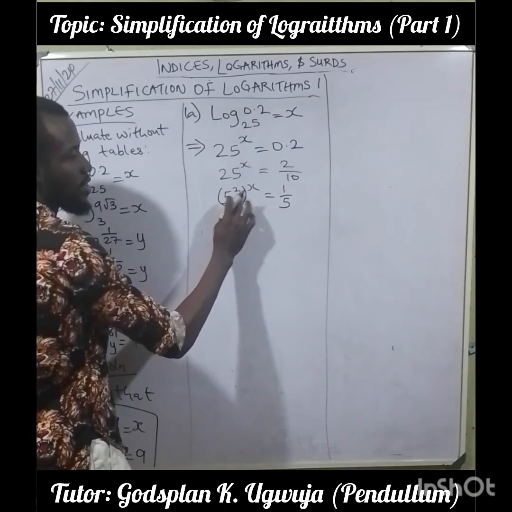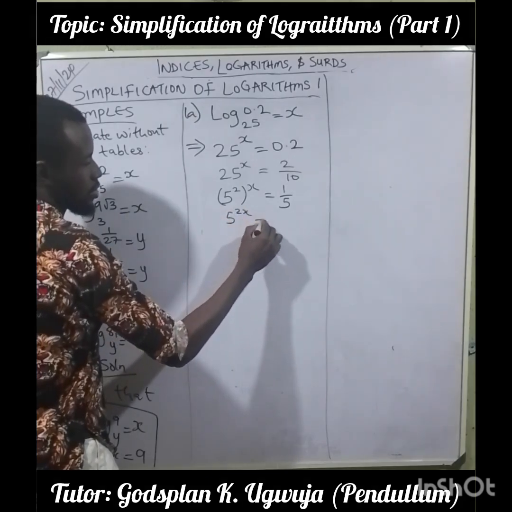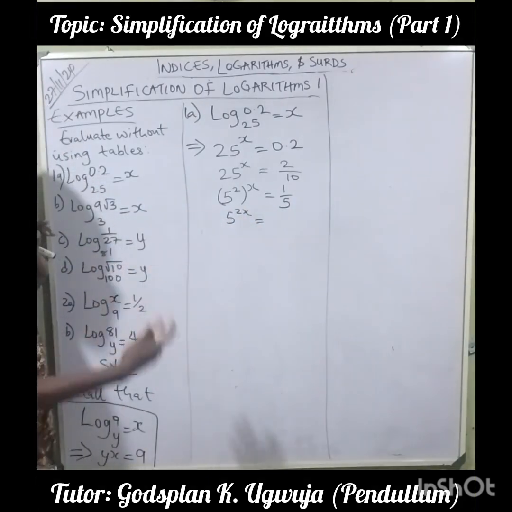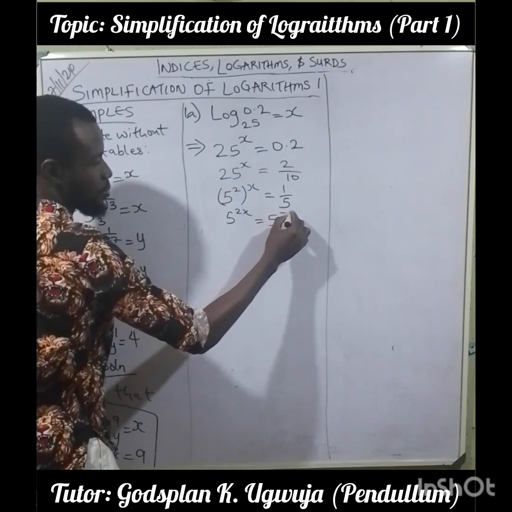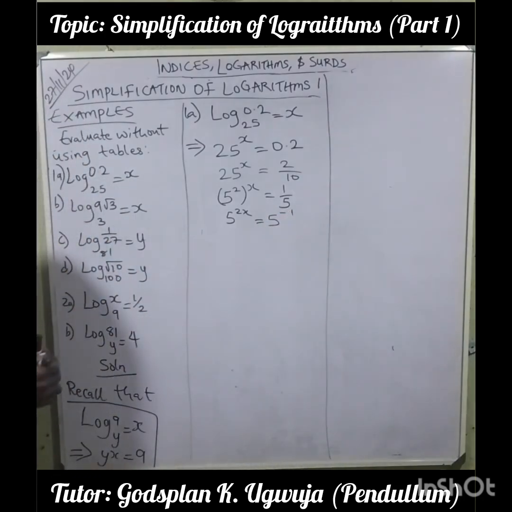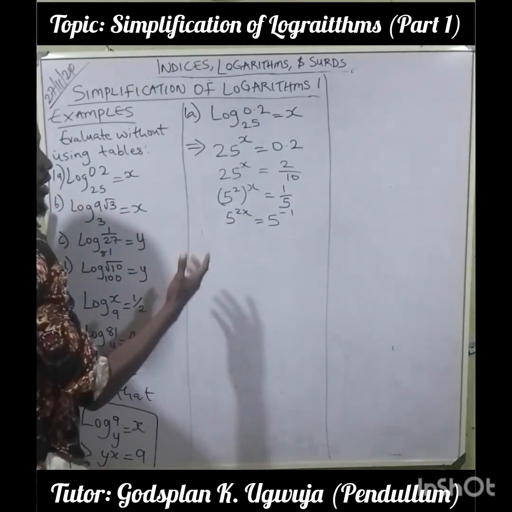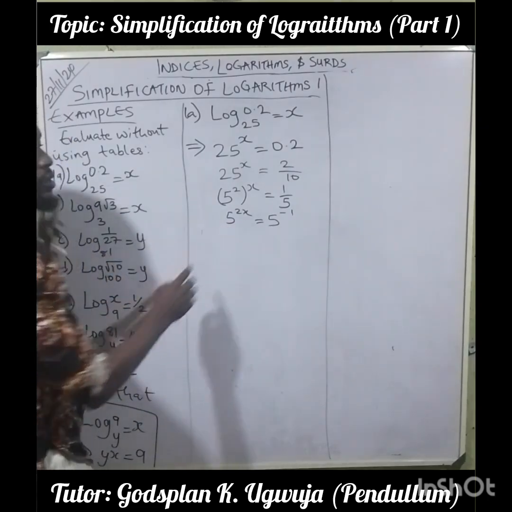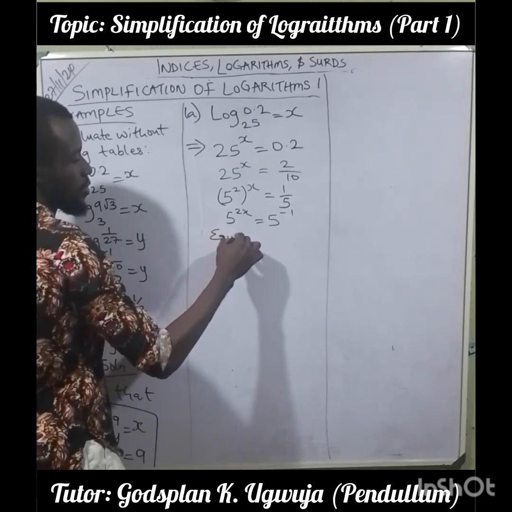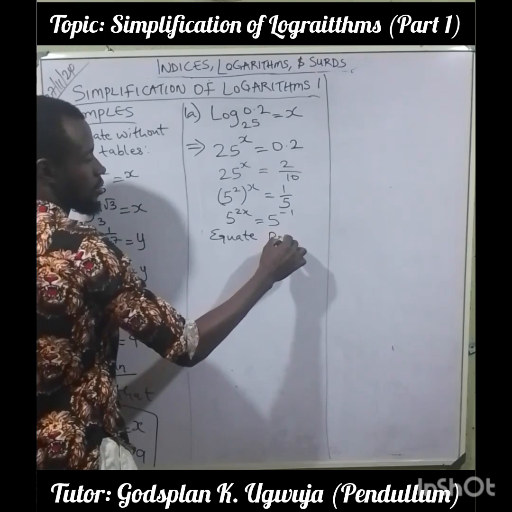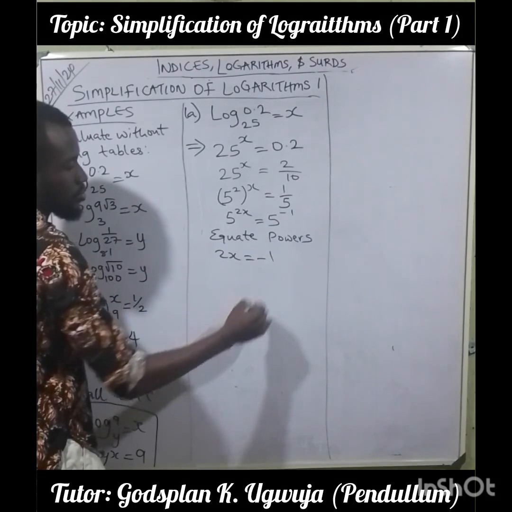So if I multiply these two powers, remember your power law in indices. I have 5 raised to power 2x is equal to, now I can write this as negative index. Alright, 1 over 5 is the same thing as 5 raised to power minus 1. Negative index. Remember I told you minus means reciprocal, 1 over. Now you can see here that the bases are equal. So you can equate powers. And if I equate their powers, because the bases are equal, I have that 2x is equal to minus 1.